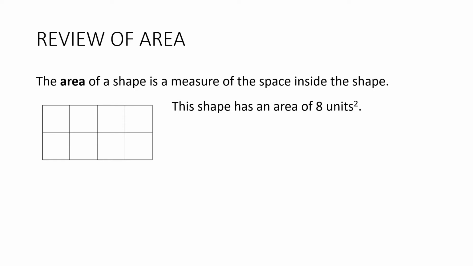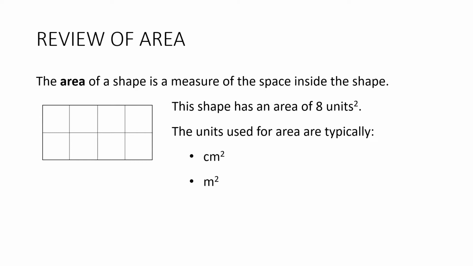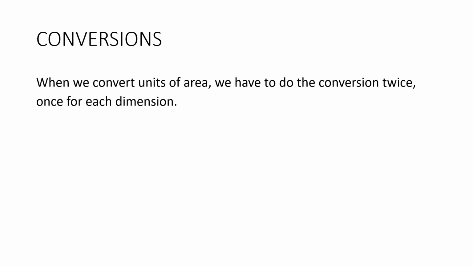Now recall that the area of a shape is the measure of the space inside the shape, and this shape here has an area of 8 units squared. But the units we typically use for area are centimetres squared, metres squared, hectare and kilometres squared. And this little 2 that's above these measurements means 2 dimensions. When we convert units of area, we have to do the conversion twice, once for each dimension.